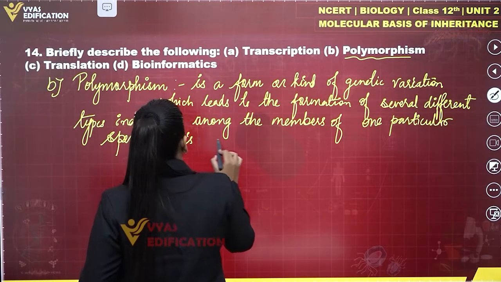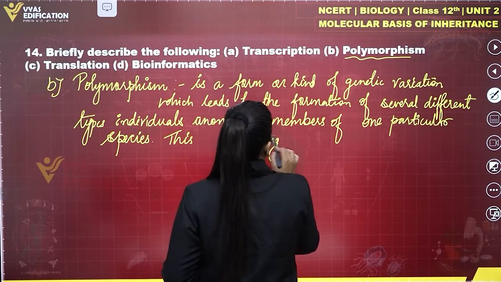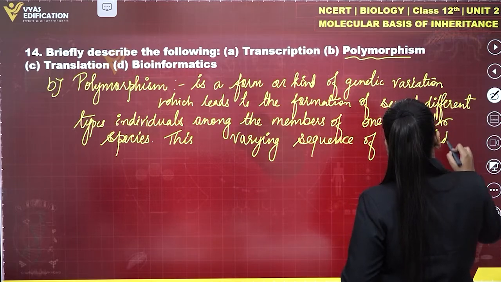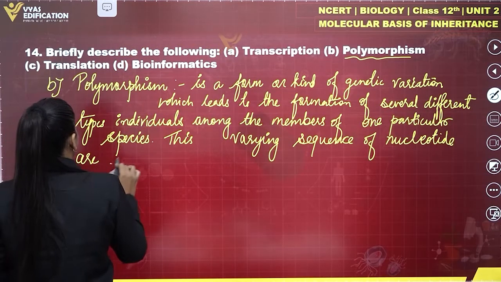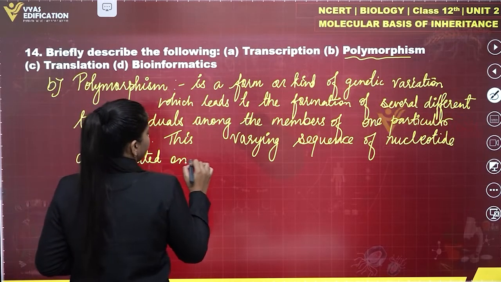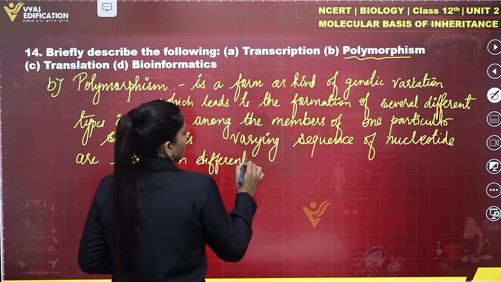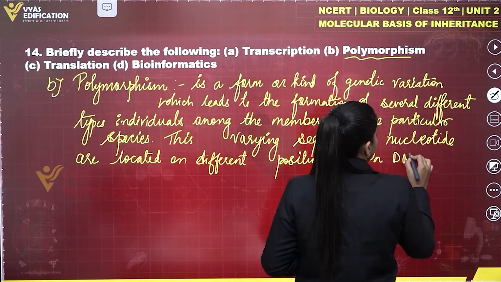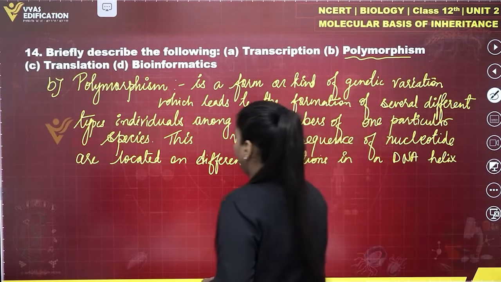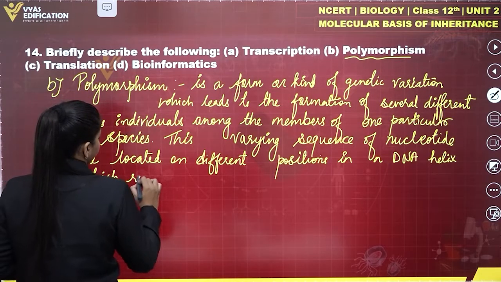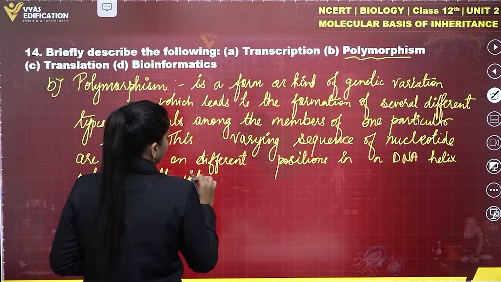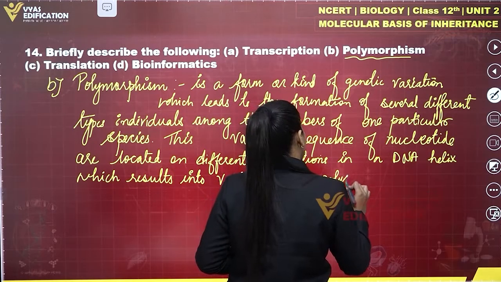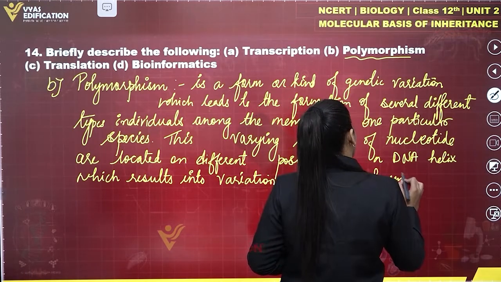Now this varying sequence of nucleotides are located on different positions in a DNA helix, which results in variation and polymorphism in population.